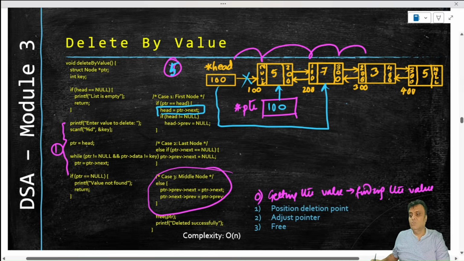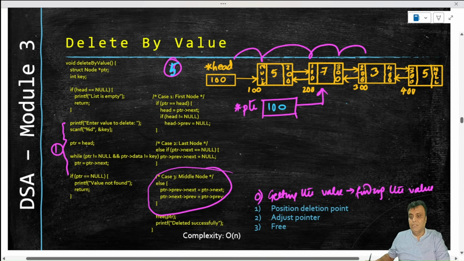Let us see case number 2, where the deletion happens from the end, right? In our case, let us say that the value that we are searching is, let's say, 5. In fact, this is also 5, that is also 5. Let us say, for our sake, this is 15. The value we are searching is 15, right? So then we are searching for the last node.